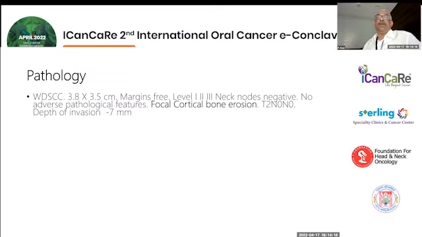So again, margins free. It's quite big, more than 2 centimeters. Margins free. Nodes were all negative. But there is a focal cortical bone erosion, and there is an increased depth. Here we need your help, Dr. Mohanti. Please come in. Does focal cortical bone erosion matter in the staging, and would you treat this patient for depth alone because it's P2, not yet 4 centimeters? The nodes are all negative, but 7 mm depth.